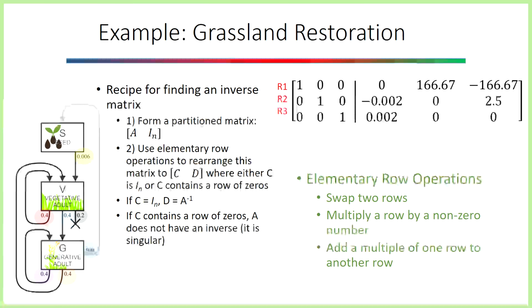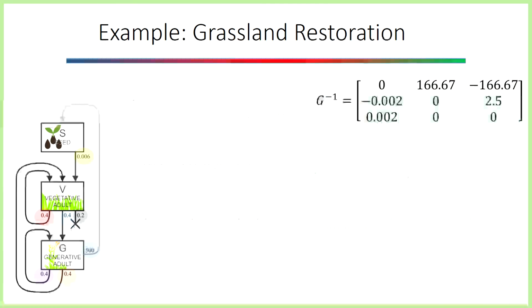We've now got the identity matrix on the left-hand side of the partition matrix and G inverse on the right-hand side of the partition matrix. So in theory, all that we need to do is multiply G inverse times our population vector to find what the population structure was in the previous year. Let's go ahead and see if that actually works.